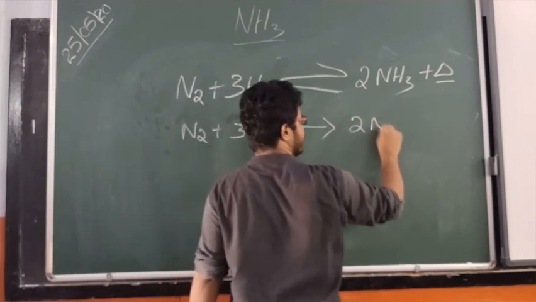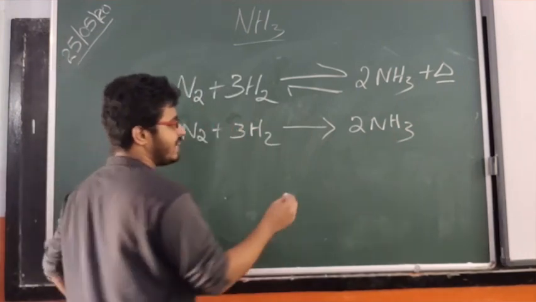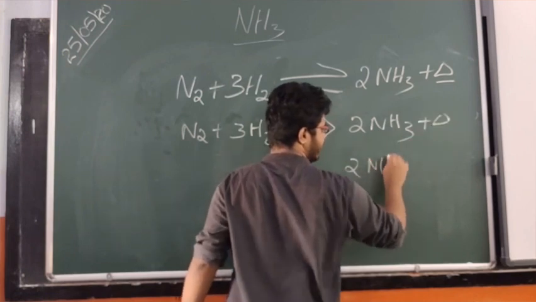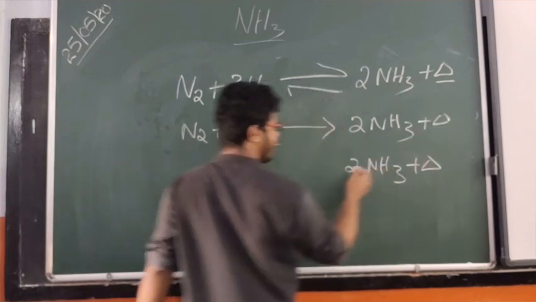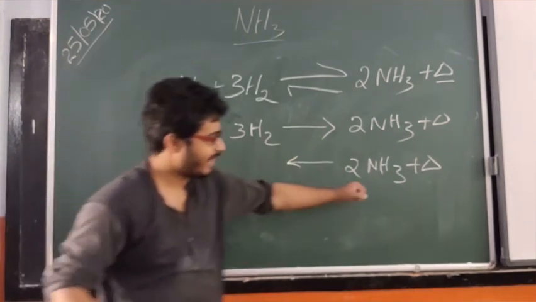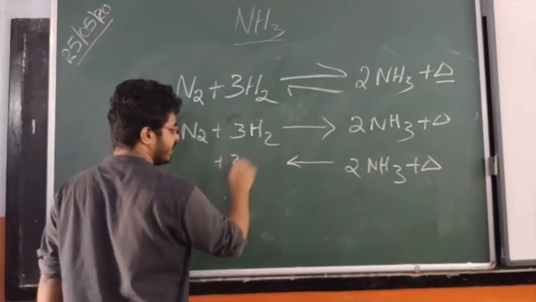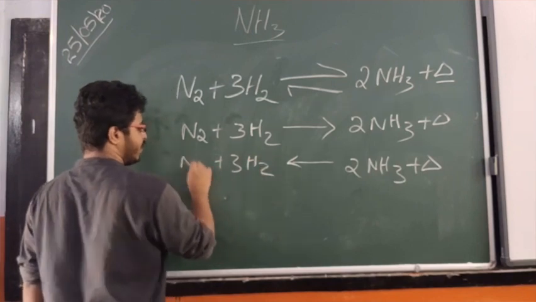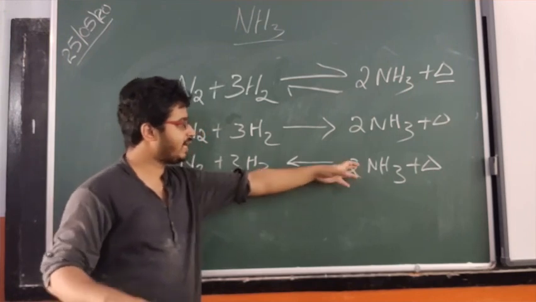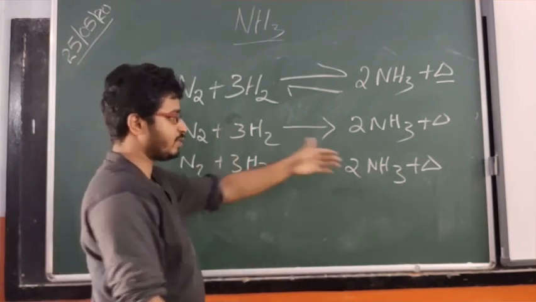So this is one of the possibilities of this reaction. So the next reaction will be this: 2NH3 plus delta. I am writing the arrow in the opposite direction. This is the reactant. Okay. So NH3 will produce 3H2 plus N2. If you need, I can write it. You can write the NH3 and delta on the left hand side and N2 and 3H2 on the right hand side.